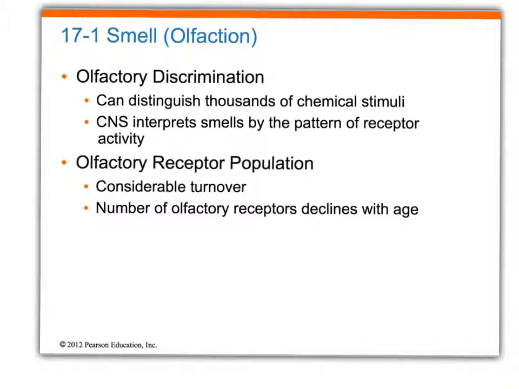Now, the other interesting thing about your sense of smell is that those olfactory neurons actually don't last that long. These cells are in contact with the external environment, so their lifespan is kind of shortened by that. But you do actually produce new olfactory neurons really throughout your life. And unfortunately, as you get older, the rate of replacement of olfactory neurons declines.